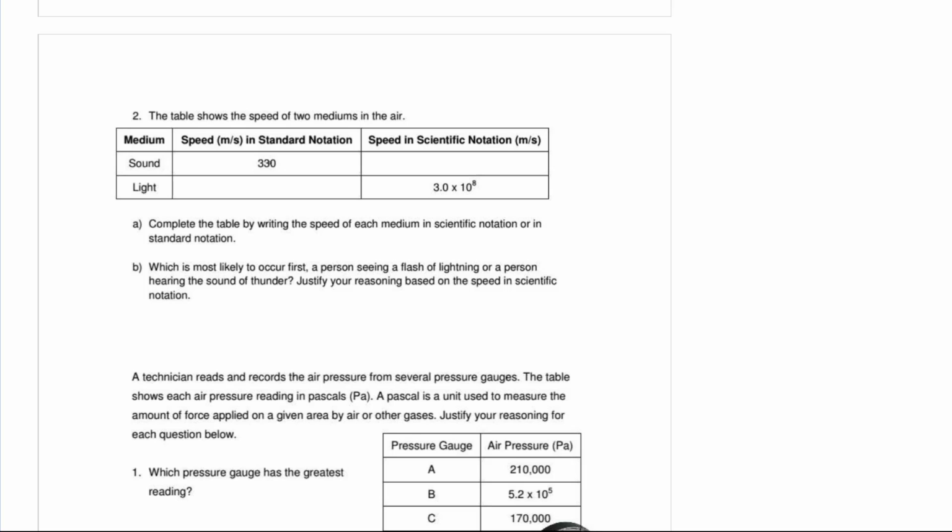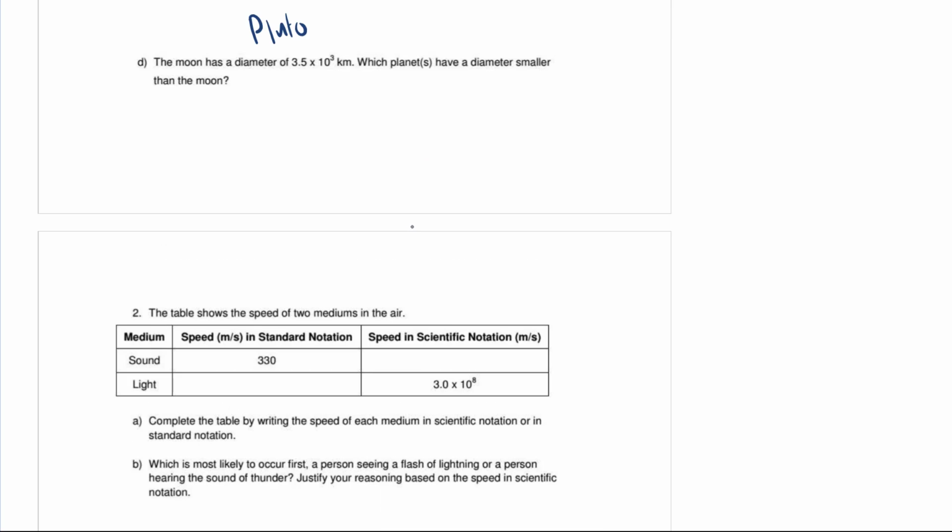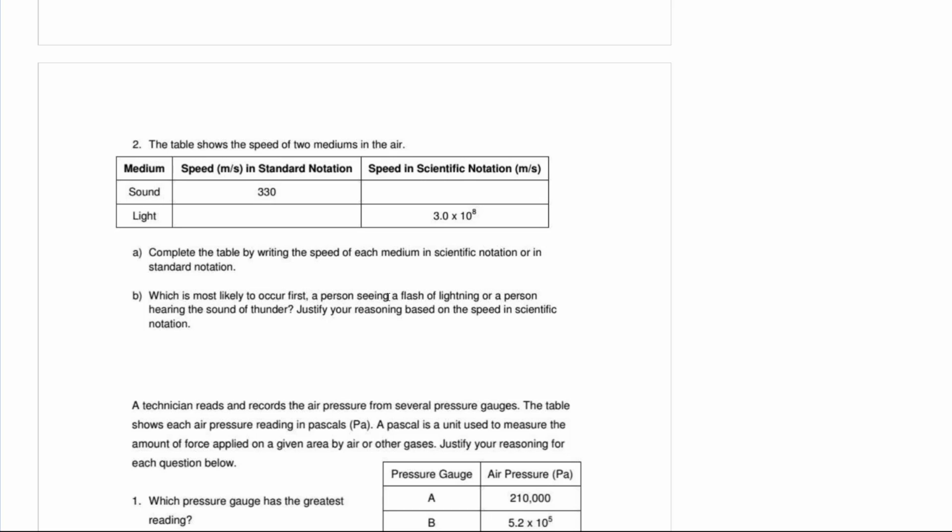Now we're looking at the speed of 2 mediums, the air and the speed of sound in meters per second. We're going to complete the table by writing the speed of each medium in scientific notation or in standard notation. So we need to fill out this box and this box as well. Once again, if you're watching this video, I hope that you've attempted these problems on your own before watching the video. So let's do the speed of sound.